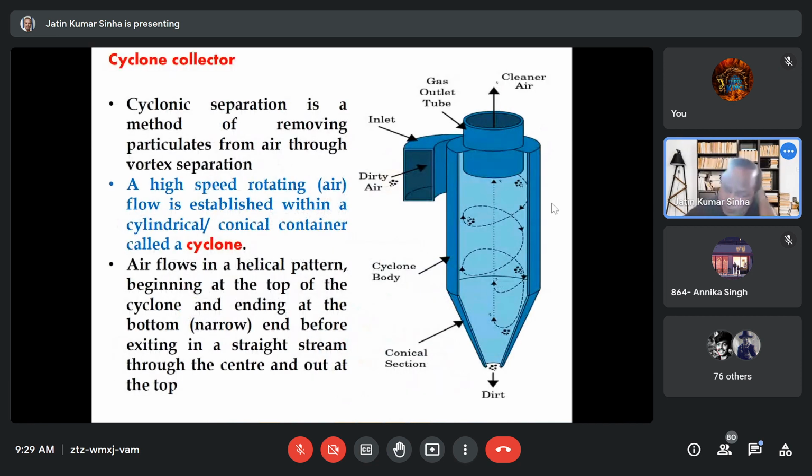Okay. So the next one is the cyclone collector. This is a very simple mechanism. What happens is the dirty air enters from this side and is rotated in these big cylindrical tubes. The denser particles collide with the wall and move downwards, whereas the lighter particles come to the center and move upward. So cleaner air comes out from this tube.